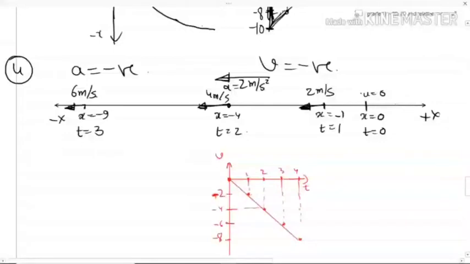Is this clear, guys? Yes. This is the velocity time graph for negative acceleration, negative velocity. What is the acceleration time graph? It looks like this.